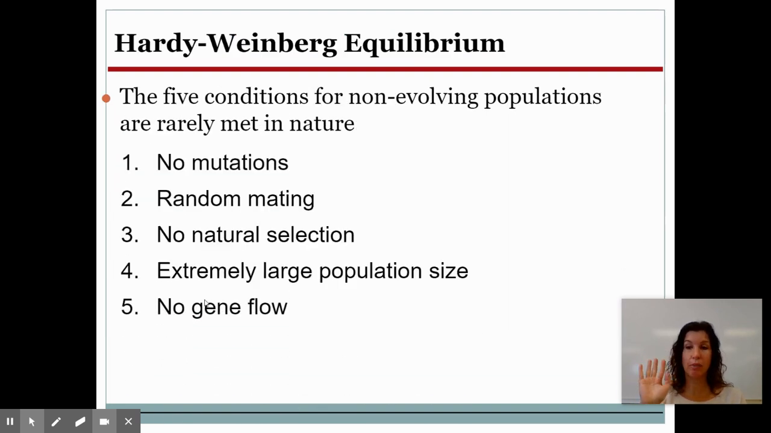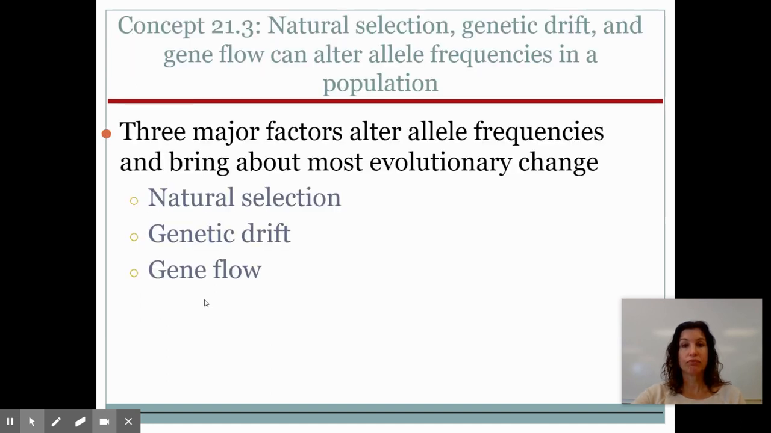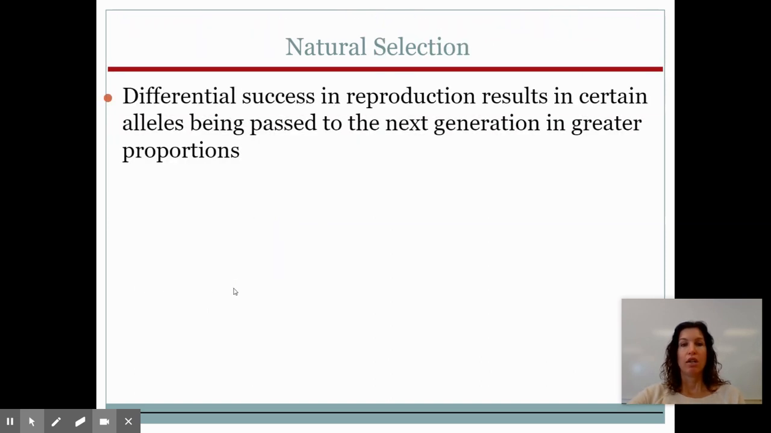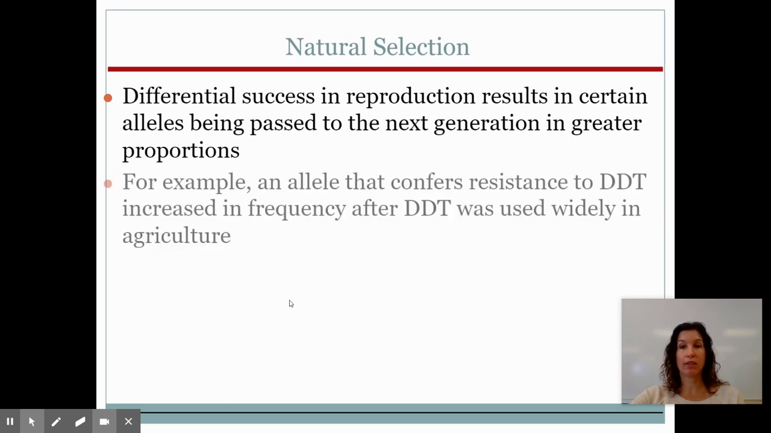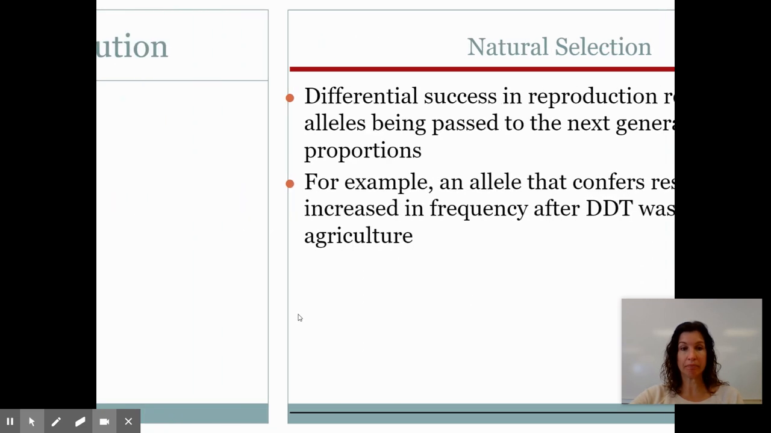So 5 conditions. Make sure you're remembering those 5 conditions that are necessary for Hardy-Weinberg equilibrium to exist, or for genetic equilibrium to exist in a population. So 3 factors alter allele frequencies. We talked about those earlier, so we're going to go through and explain. You guys already know you're masters at natural selection. So that's the first one. And then we're going to talk about genetic drift and gene flow. So again, natural selection is differential success in reproduction that results in certain alleles being passed to the next generation in greater proportion.